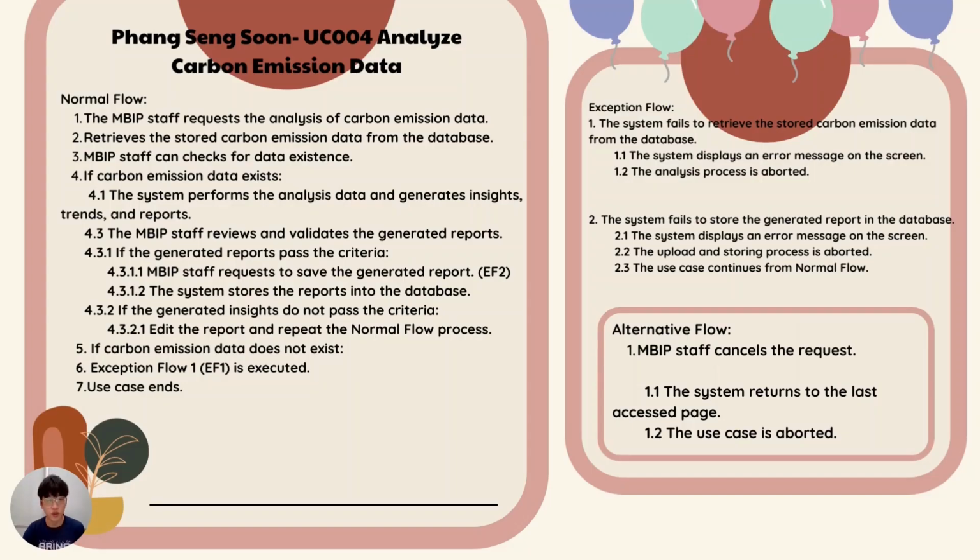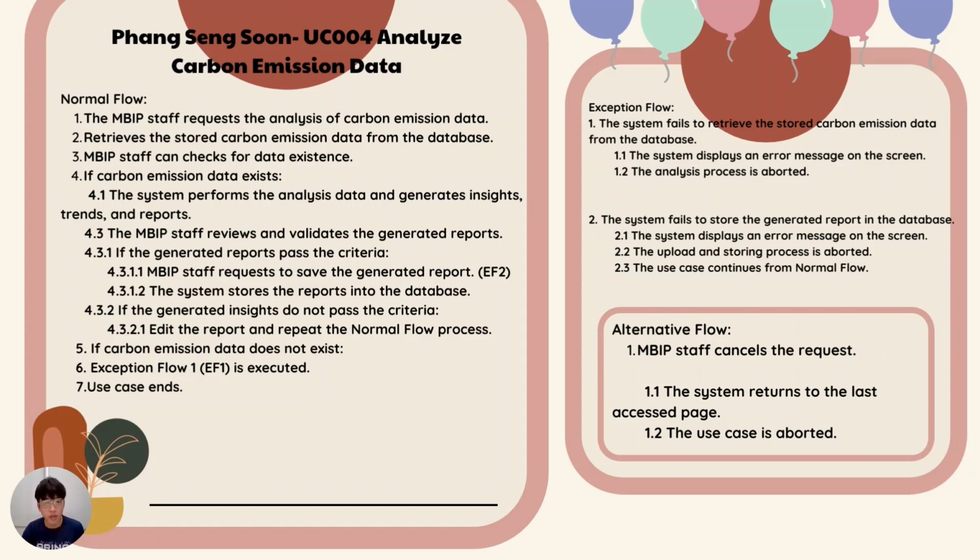Okay, now I'm going to continue with my presentation with the use case specification of use case 004, analyze carbon emission data. Here is the description for the normal flow, exception flow, and alternative flow. For the normal flow, the process starts with the MPP staff requesting the analysis of carbon emission data. Then the system will retrieve the stored carbon emission data from the database so the MPP staff can check for the data existence. If carbon emission data exists, then the system will analyze the data and generate the insights, trends, and reports.